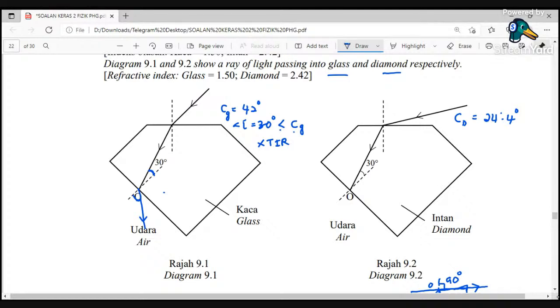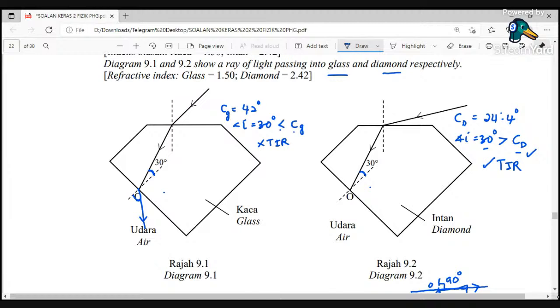Okay, kita cuba lukis untuk diamond. Diamond, same angle of incidence 30 degrees. Okay, angle I 30. Compare with the critical angle of diamond, so you can see it's larger than critical angle of diamond. And then this is the first condition for total internal reflection. Now we look at the second condition, which is travel from denser to less dense. Also yes, meaning this one total internal reflection will occur. Jadi dalam ni ada pantulan dalam penuh sebab angle dia lebih besar daripada critical angle.